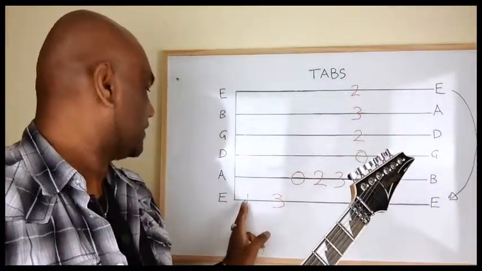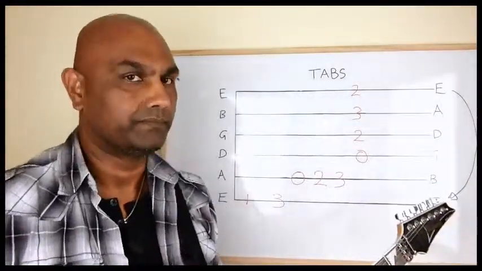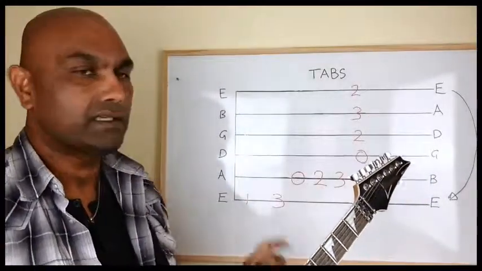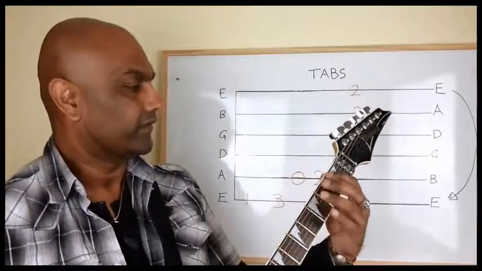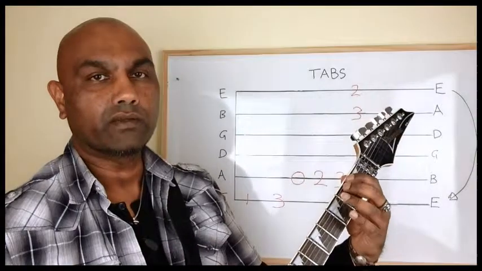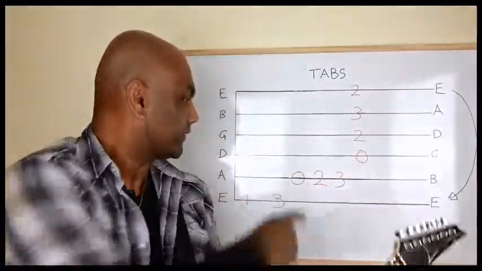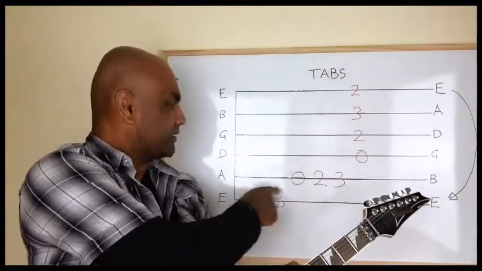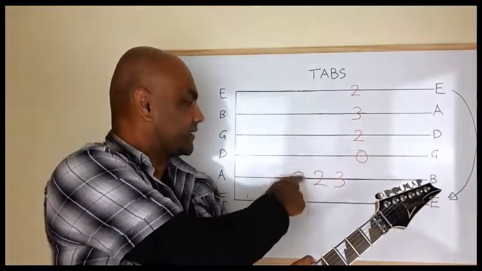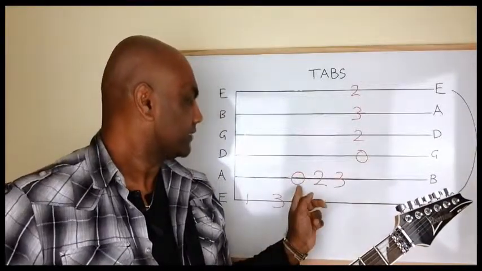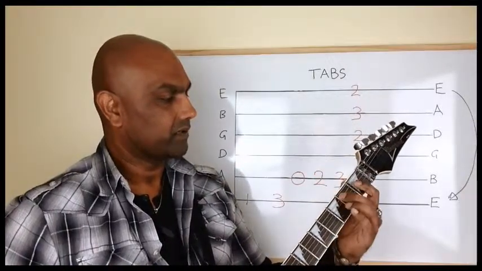We look at the low E, it's got number 1 and number 3. Now what the 1 and 3 represent is the fret number. So if we go to the E string, which is this one here, and we go to the 1st fret, and then we go to the 3rd fret. That's all that means. And then the next one, we've got an open A. So the 0 represents an open string. It represents no fretting. So we've got open, 2, and 3. So that'll be open A, 2, and 3.